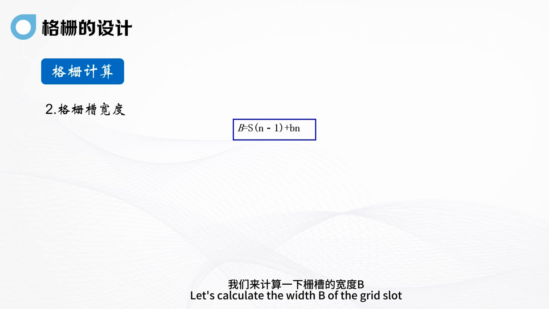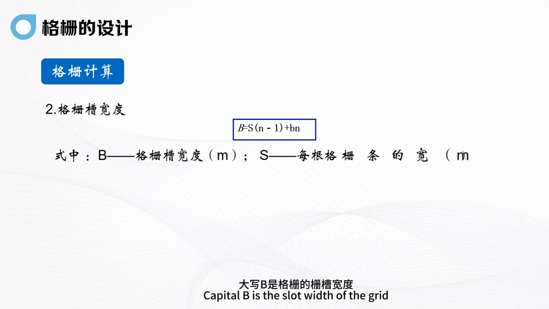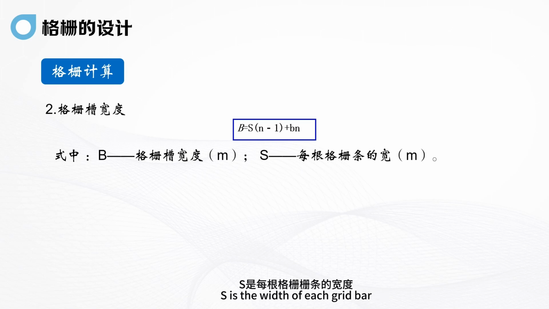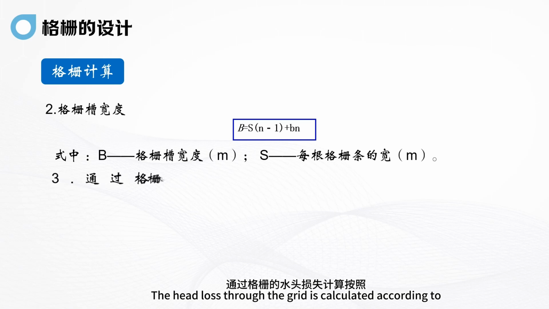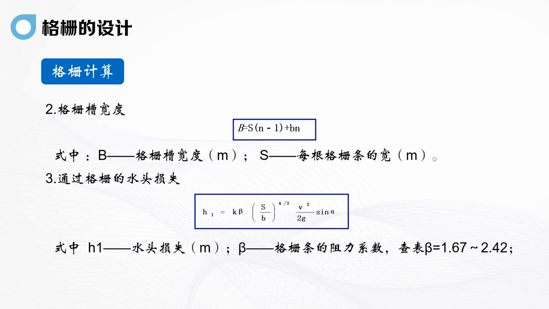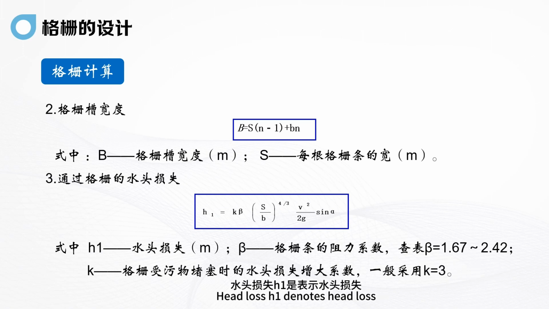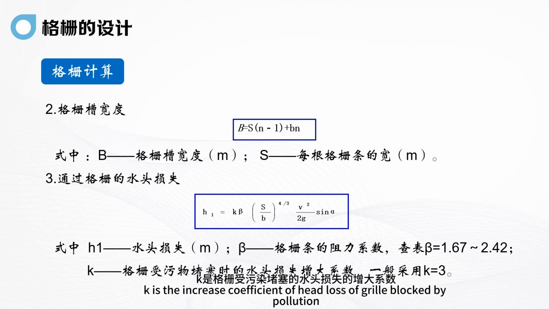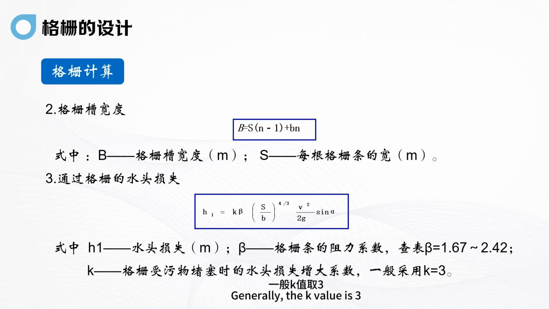Let's calculate the width B of the grid slot. Calculate according to the following formula. Capital B is the slot width of the grid. S is the width of each grid bar. The head loss through the grid is calculated according to the following equation. H1 denotes head loss. Beta is the drag coefficient of the grid. The resistance coefficient is generally 1.67 to 2.42. K is the increase coefficient of head loss of the grill blocked by pollution. Generally, the K value is 3.